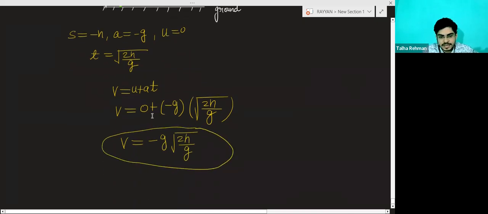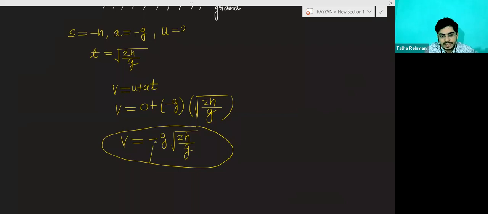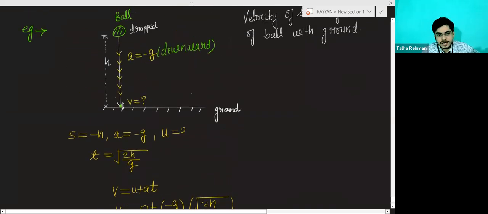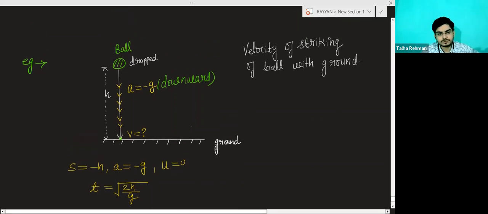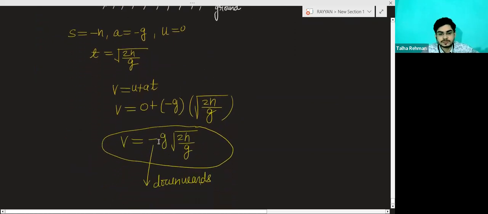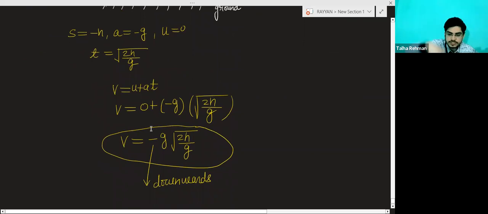Now this negative sign is showing that the velocity is in the downward direction. Obviously, the velocity will be in the downward direction. If you check here, the body is going in the downward direction, so at the point of striking, the velocity will also be in the downward direction. So in this way you have to calculate. This negative sign shows that the velocity is in the downward direction.